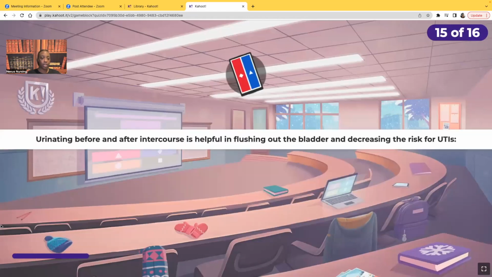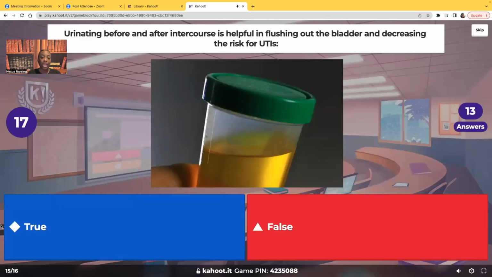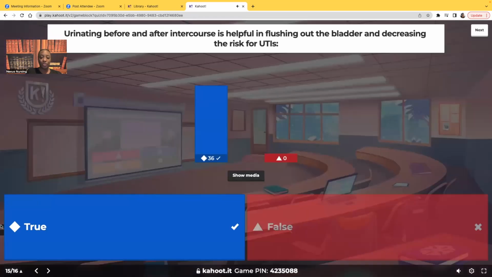True or false? Urinating before and after intercourse is helpful in flushing out the bladder and decreasing the risk for urinary tract infections. Is that true or is that false? Come on, there are more than 36 people in the class. Let's go, guys. All right, so very true. Everyone chose that correct. We want to flush out the bladder before and after intercourse. Urinating helps decrease that risk.